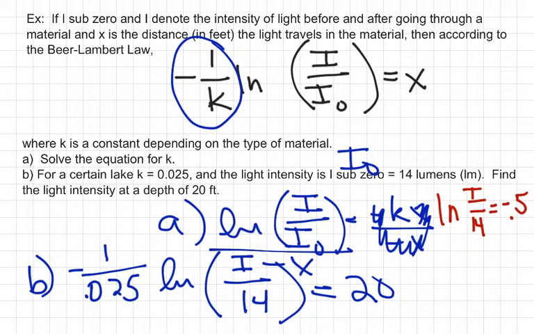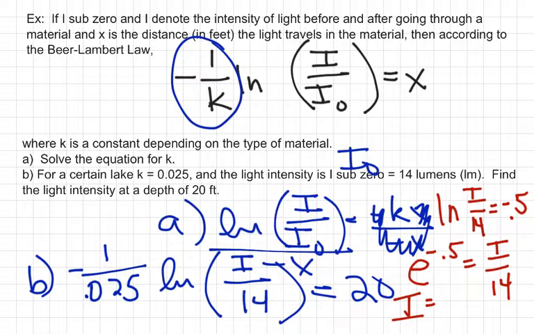Since that's a natural log equation, in order to solve it and get the variable that I'm trying to find out of the natural log, we're going to rewrite it in exponential form. So e to the negative 0.5 is equal to I over 14. Then to finish solving the problem, you just have to multiply e to the negative 0.5 times 14, and you should get 8.49. The further into the substance you go, the less intense the light is going to be.